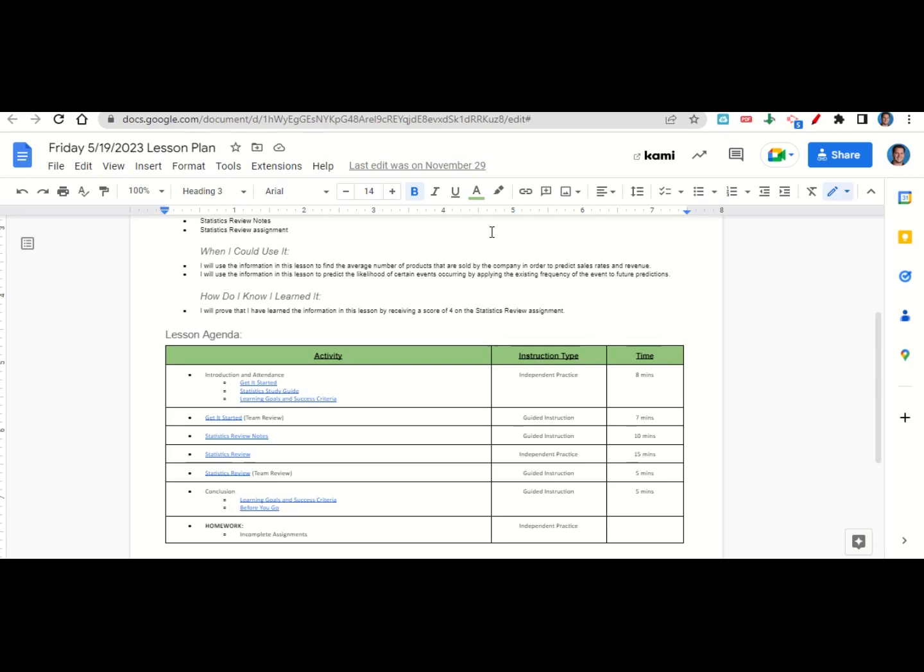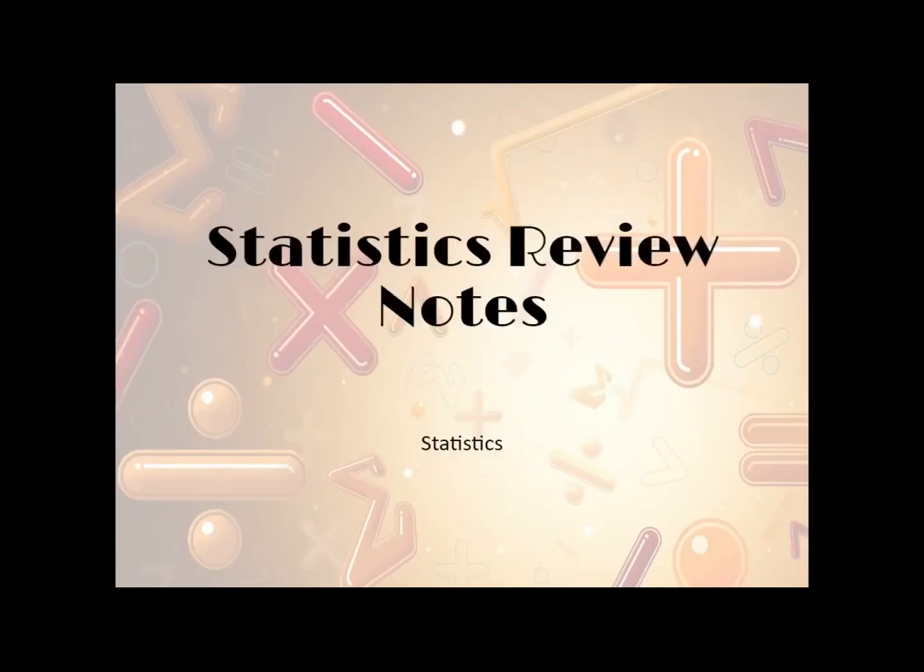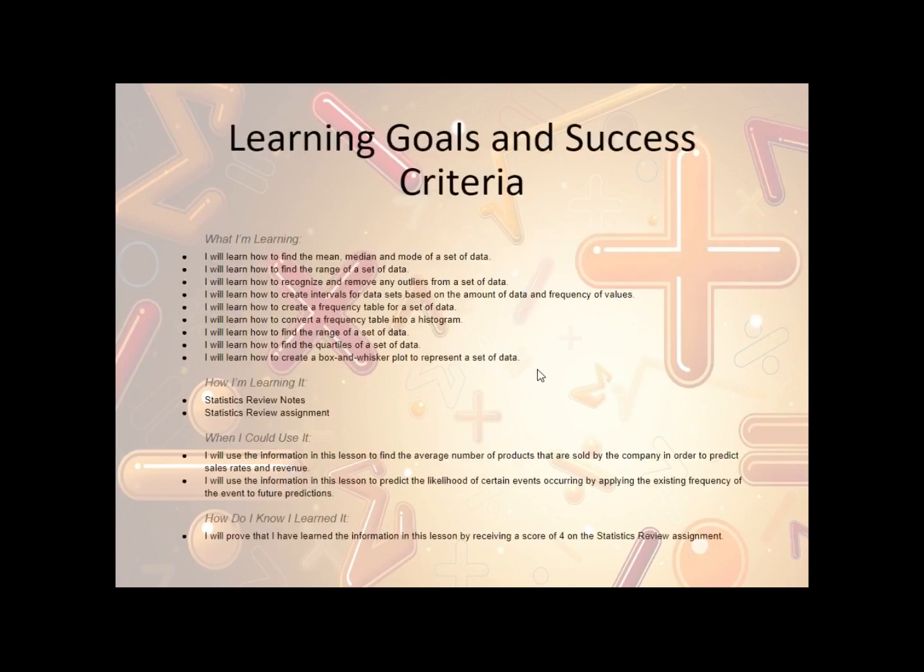At the end of class, we'll go back over our learning goals and success criteria while you fill out your before you go. Your only homework for tonight is to work on any incomplete assignments that you may have. Let's take a look now at the statistics review notes. The notes begin with the learning goals and success criteria.